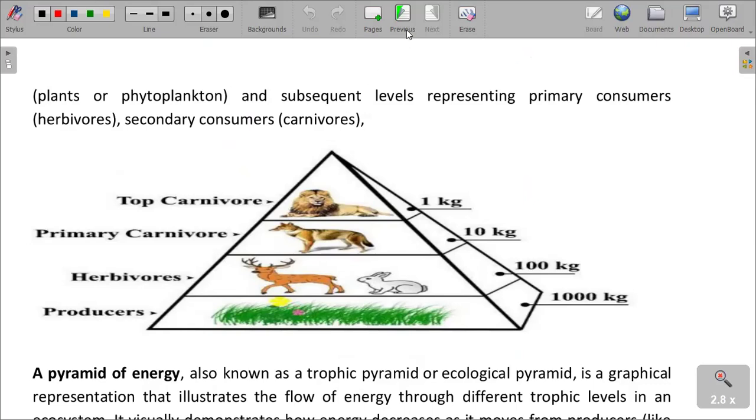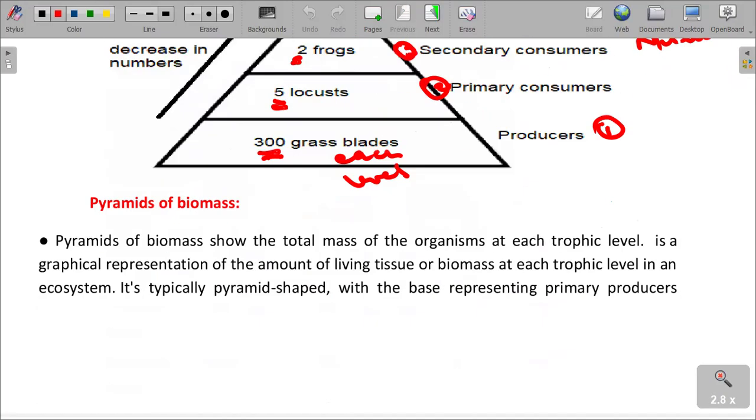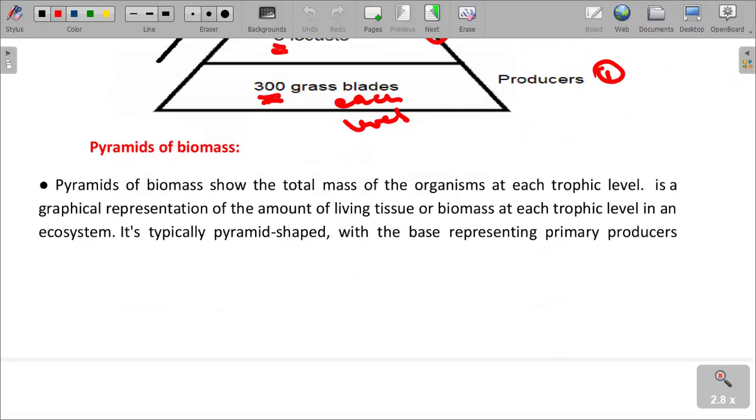So now let me just quickly look at pyramids of biomass. We said this is number 2. Pyramids of biomass show the total mass of the organisms at each trophic level. It is a graphical representation of the amount of living tissue, or biomass, at each trophic level in an ecosystem. It is typically pyramid shaped, with a base representing primary producers.